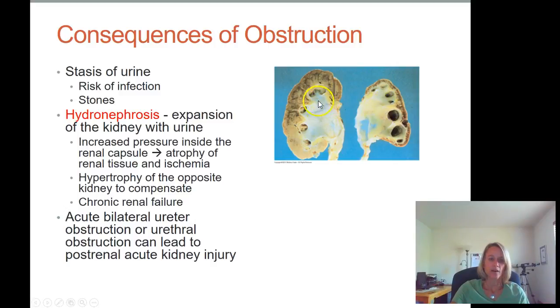We end up getting hypertrophy of the opposite kidney to compensate, and this whole thing can end up causing chronic renal failure. Now, if we had acute bilateral ureter obstruction, so here are the ureters, that could lead to pre-renal acute kidney injury.